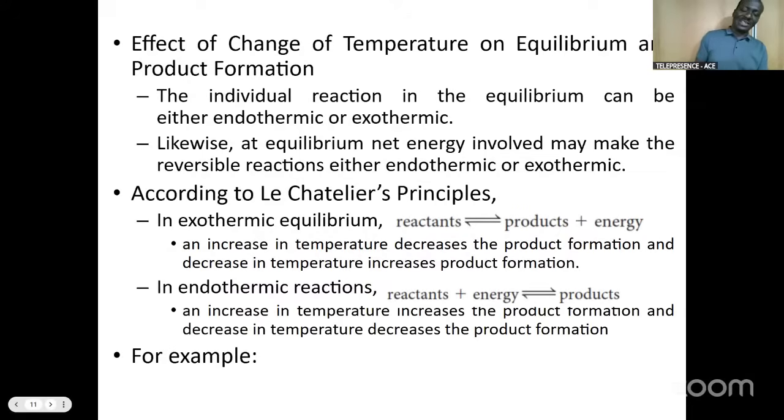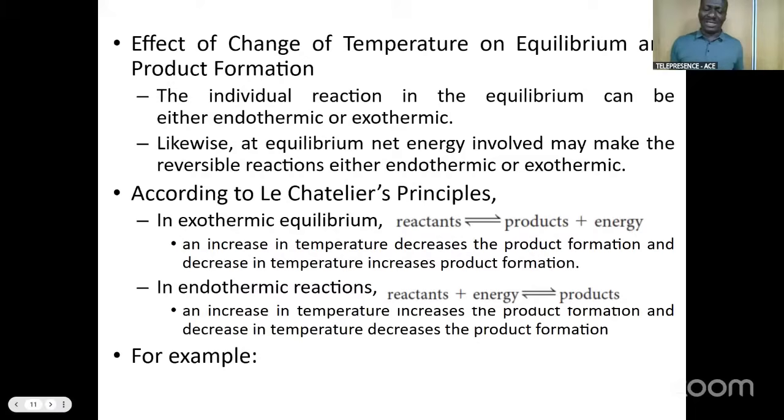That is, we increase the reactant formation and decrease the product formation. And if there's a decrease in temperature, then that means that you have decreased the energy that is part of the products. And the only way the equilibrium will respond to annul this effect is to produce more energy. And so the direction that produces more energy is the forward direction. So therefore, decrease in temperature will favor product formation. That's for an exothermic process.